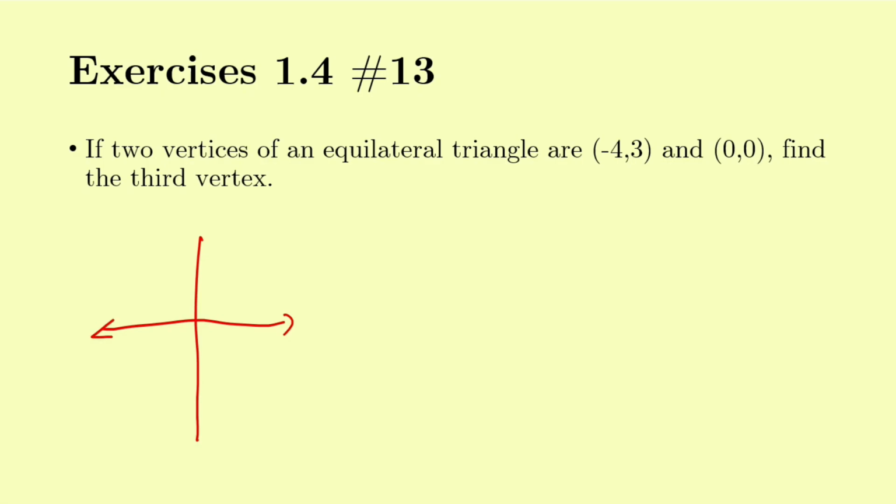This is (-4, 3), approximately here, and then (0, 0) is right here. So we need to find a point wherein we can form an equilateral triangle with these 3 points. Actually, we have two possibilities. The first one is we can have a point here, and we will form an equilateral triangle. Another possibility is somewhere here. So based on this information, we can have two vertices of an equilateral triangle.